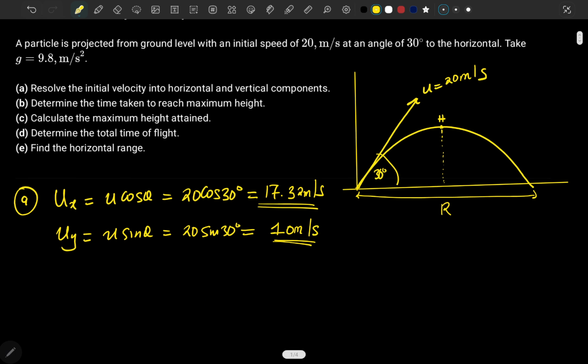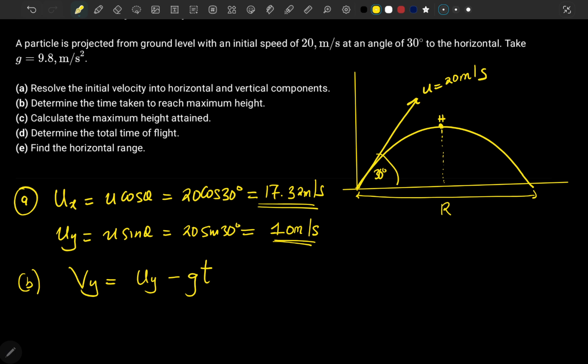Then let us look at B. B says determine the time taken to reach the maximum height, meaning the time it will take for this friend of ours to reach this particular height there. One thing that we need to understand is that we can use any formula. We can also use this equation, v = u - gt, but because this friend of ours is going up, it's going against gravity, that's why we're having a negative there. g is negative.